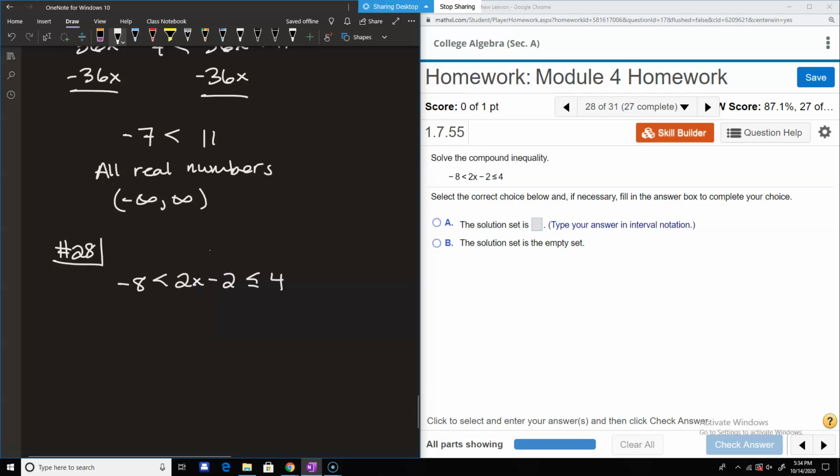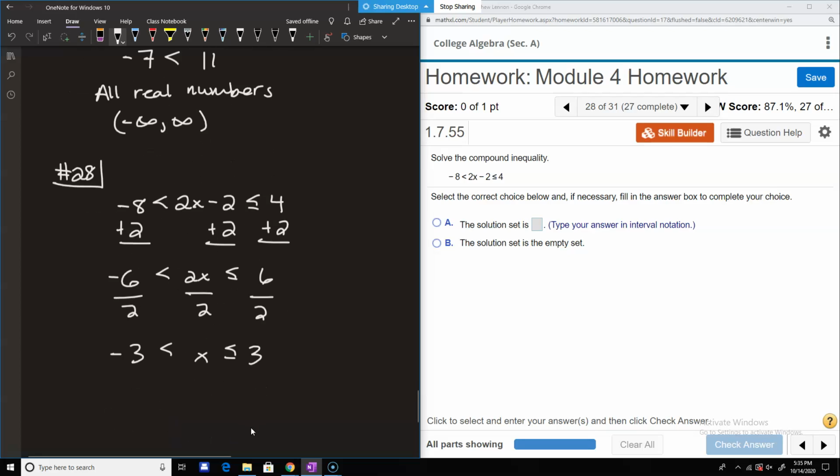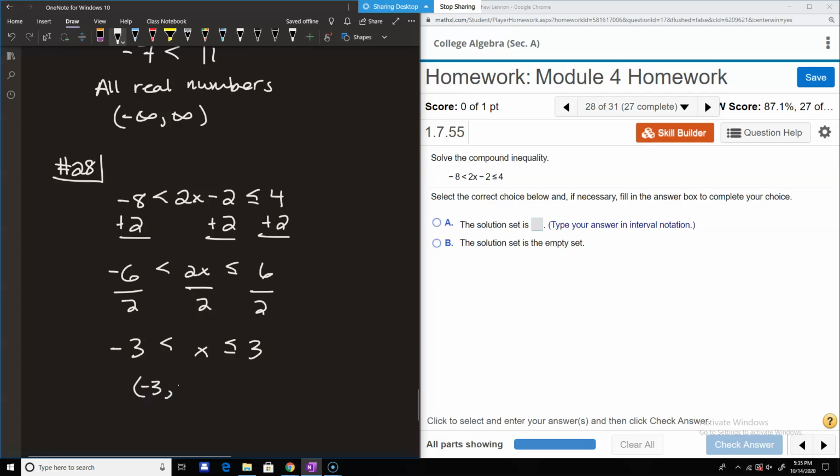So we're doing 2 things to x. We're subtracting 2 and multiplying by 2. So we first add 2 to get rid of the minus 2. So we have minus 6 less than 2x less than or equal to 6. Then we divide by the 2. So we get minus 3 less than x less than or equal to 3. And again, that's a pretty easy interval notation, negative 3, comma 3, with a square bracket near the 3.